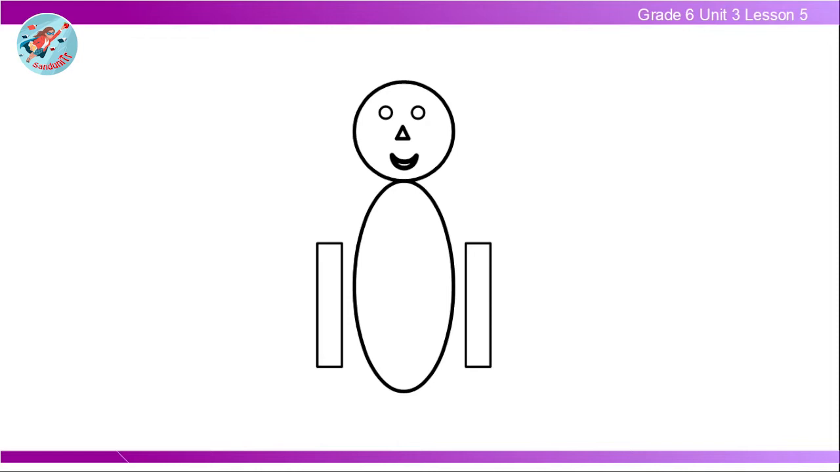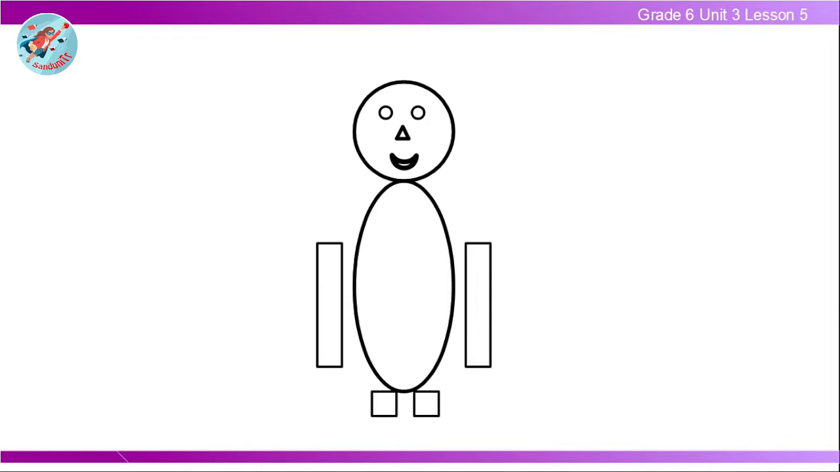What is next? Draw two small squares below the oval, alongside each other. They should touch the bottom line of the oval. So we have to draw the two squares like this. Right. Finally we were told, give a suitable name to your drawing.